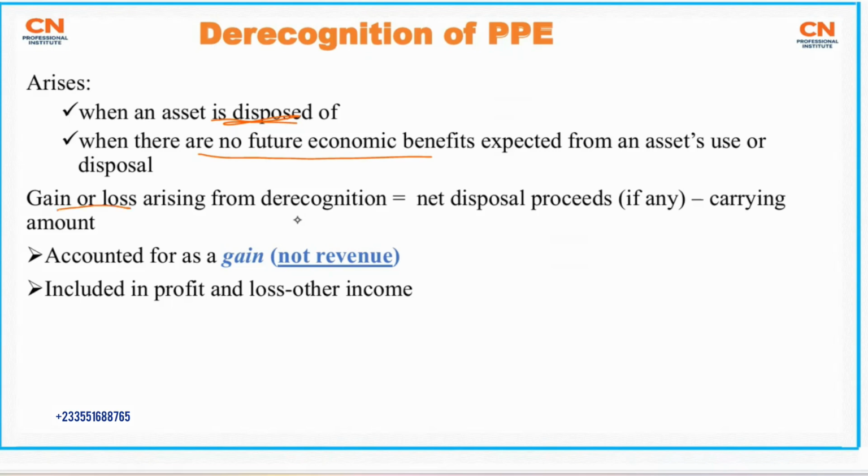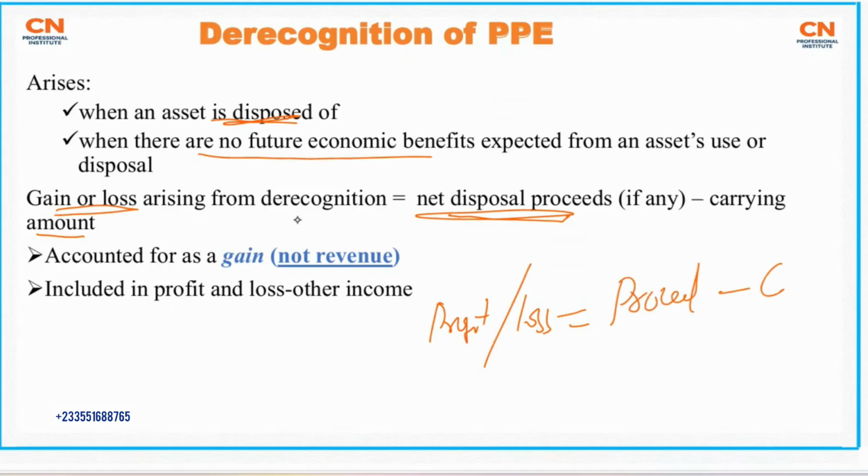And then gain or loss on derecognition, which is more like gain or loss on disposal. You compare the net proceeds with the carrying amount. So profit or loss on disposal is equal to your proceeds compared with the carrying amount. And this proceed is net because sometimes as you are selling, you get money, but you also incur some cost to sell. So you net it from the selling price, and that will give you the net proceeds.